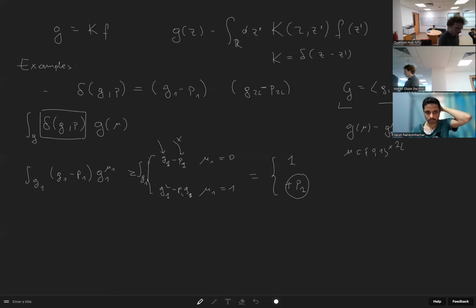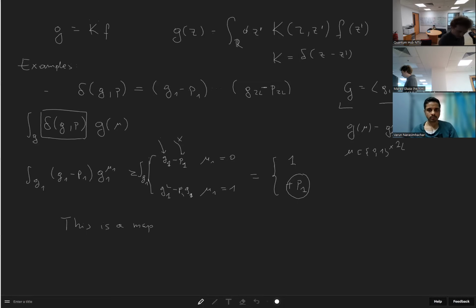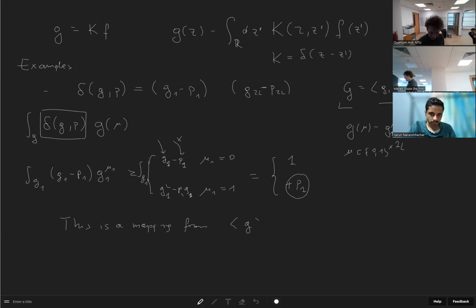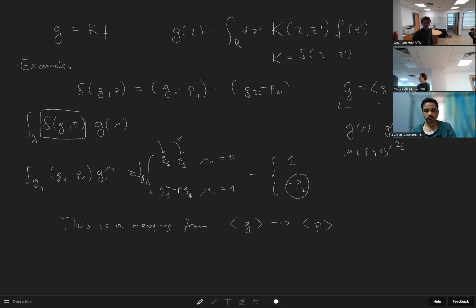So this is a mapping from the G subalgebra to the P subalgebra. So it's a little bit like mapping z prime to z in that case. And we did it with an integral.